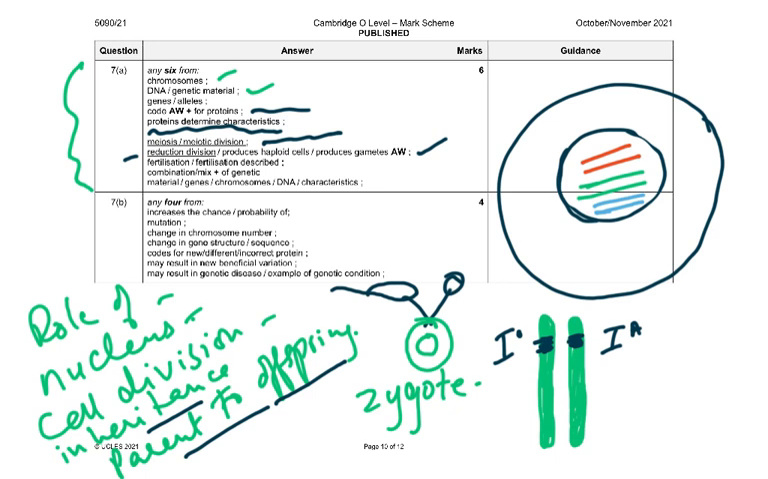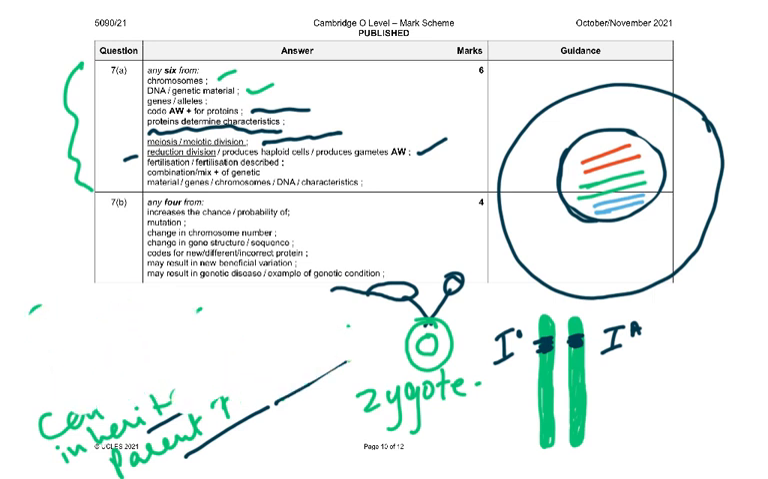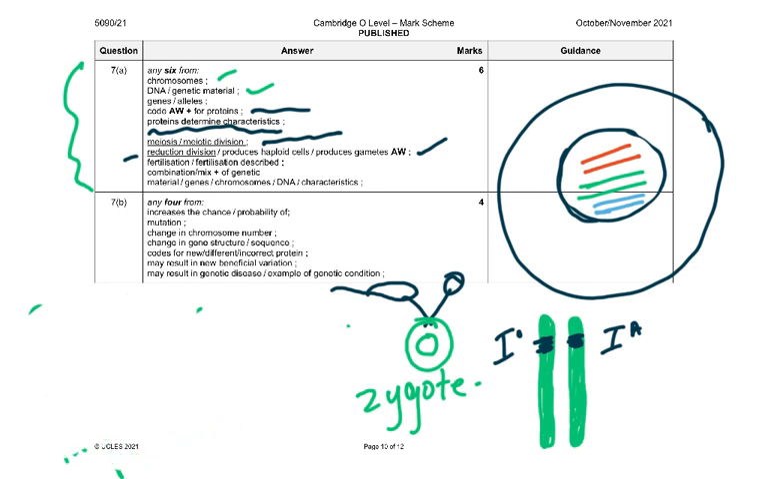Then coming to the B part, the question is now different. The question says, if people are exposed to ionizing radiation, this may affect the inheritance of characteristics by their children. Suggest how the exposure to radiation may affect. So now this is a totally different thing. We are going to talk about the exposure to radiation.